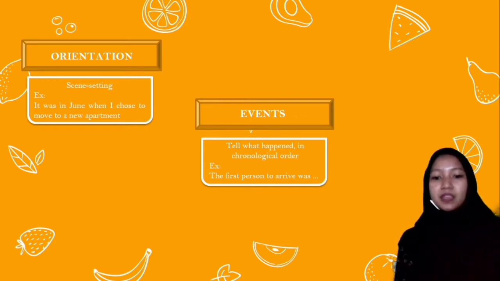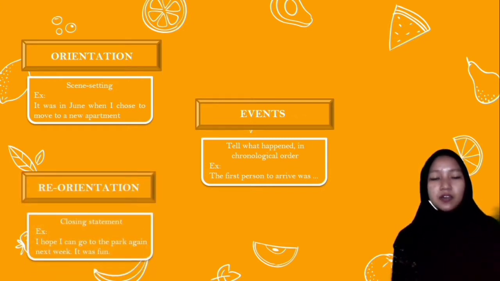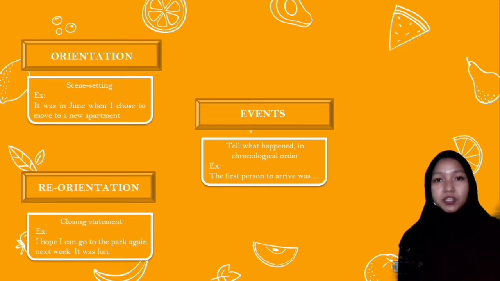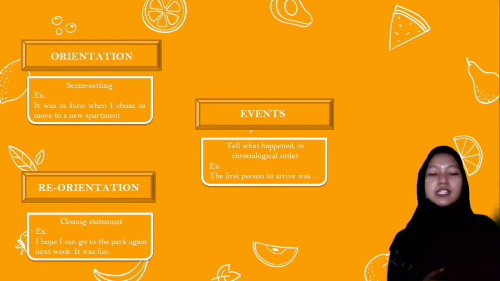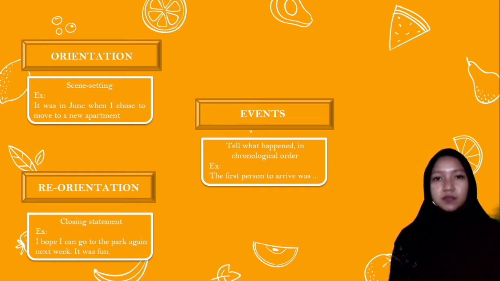So yeah, and then the last one is reorientation. It is optional to write reorientation in your recount text. It is basically a closing statement of a recount text. It could be the moral of the story. It could be the writer's feeling about the story. For example, I hope I can go to the park again next week. It was fun. So from the example, it provides us the writer's feeling about the story.